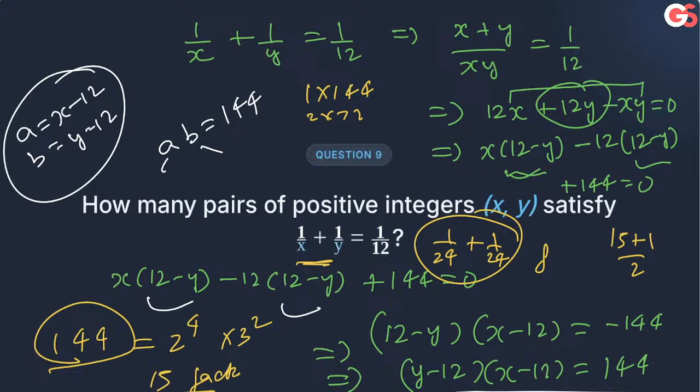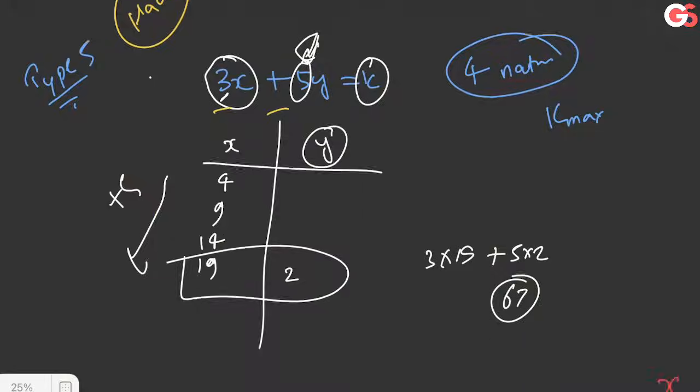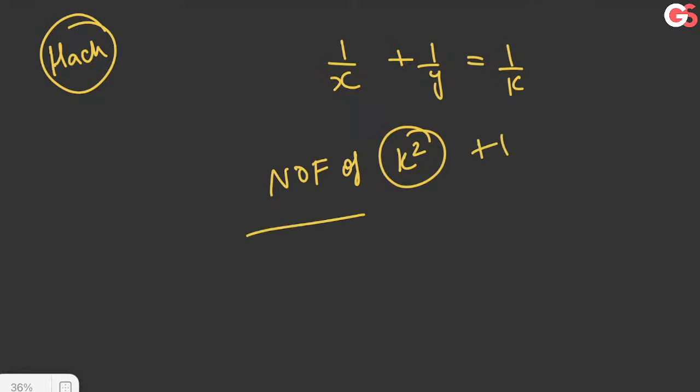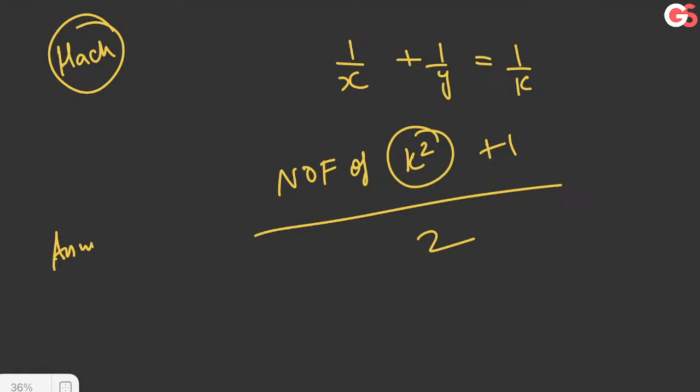Cool, got it. Now, let me give you one more hack. Another hack. The another hack is if you have 1 by x plus 1 by y is equal to 1 by k, the answer will always be k square के factors निकाल दो and that will be your answer. जो भी factors आएंगे, so number of factors of k square plus 1 whole upon 2 is going to be the answer. If it is not an ordered pair, if it's an ordered pair, then number of factors. That's it.